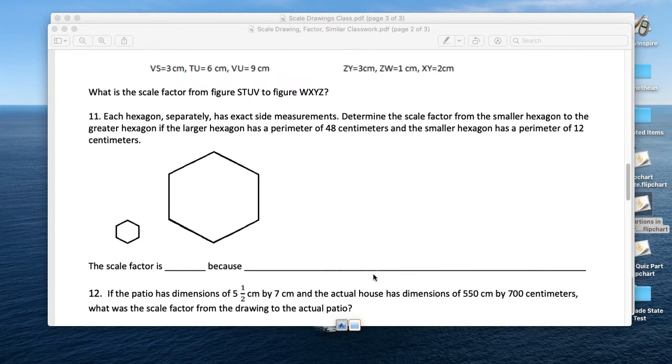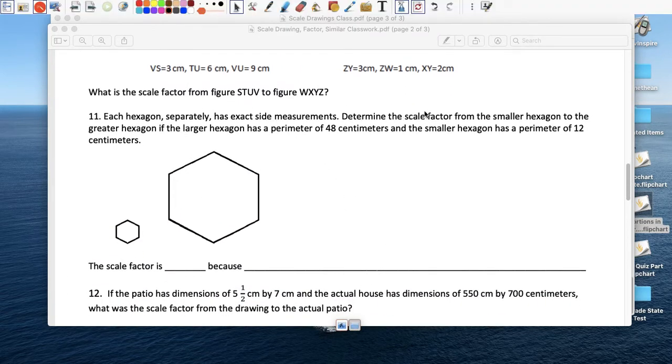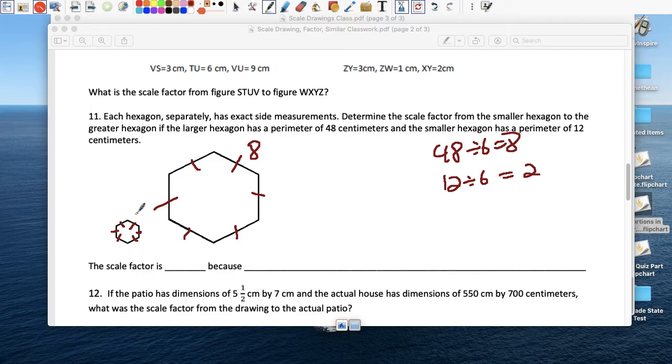Hexagon, same thing. What is this? We want the scale factor from the smaller to the larger, so we're going to get a number greater than 1. The large one has a perimeter of 48. There's 1, 2, 3, 4, 5, 6 sides. So 48 divided by 6 is 8, which means every side here is 8. The smaller has a perimeter of 12. 12 divided by 6 means every side is 2, right? They're all the same.